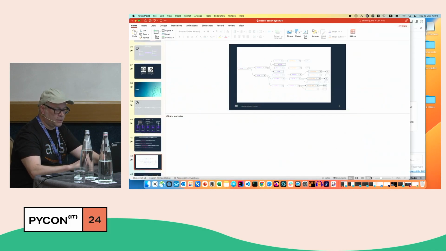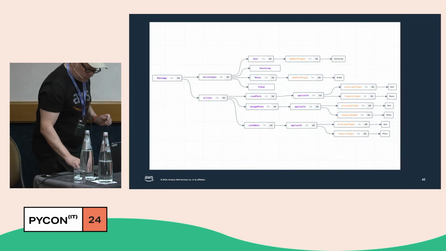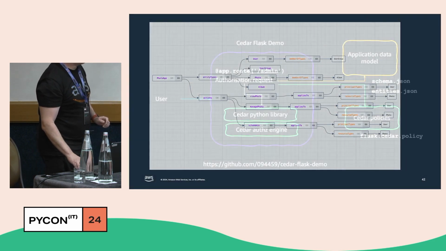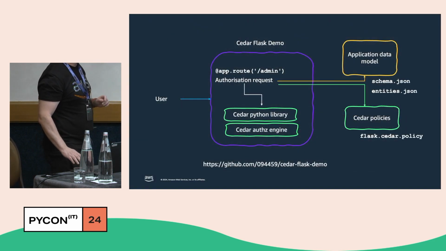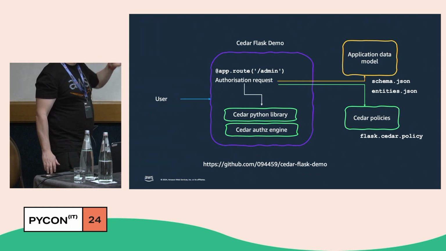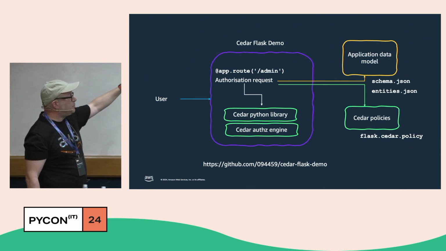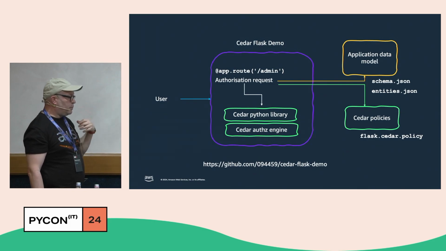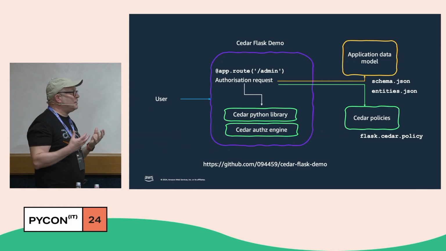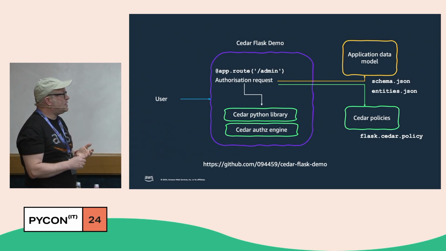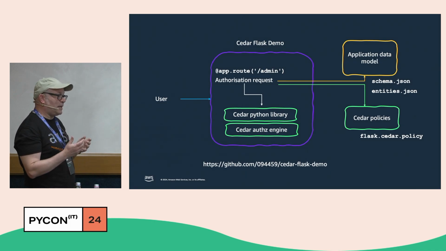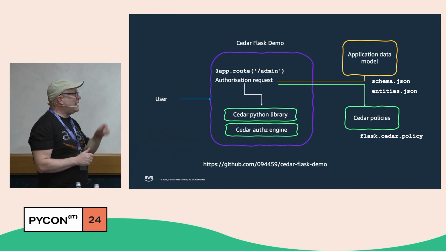So let's go back to the presentation. What's happening in this application is that as a user comes into the application and accesses a resource, the resource, which is on the right-hand side, provides the inputs, effectively the policies, the entities, and the schema from the application. That then gets put to the Cedar library.